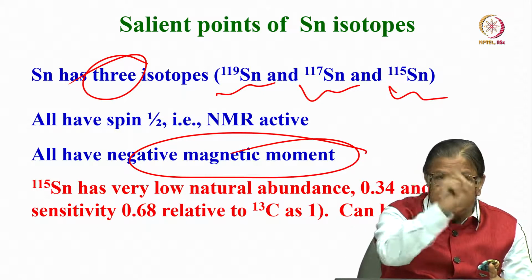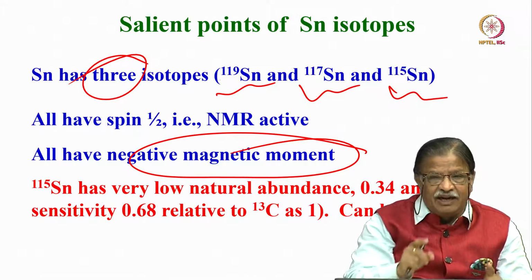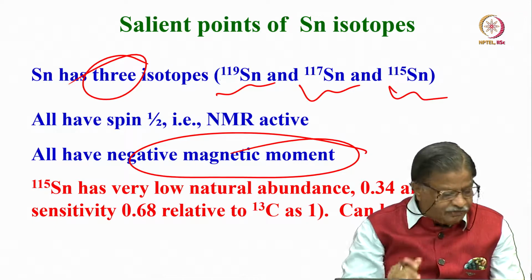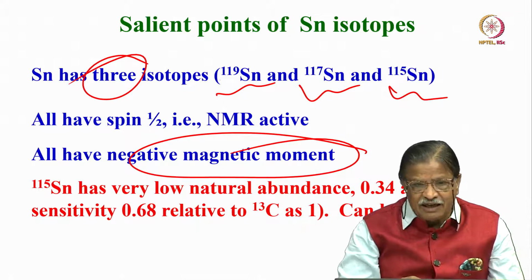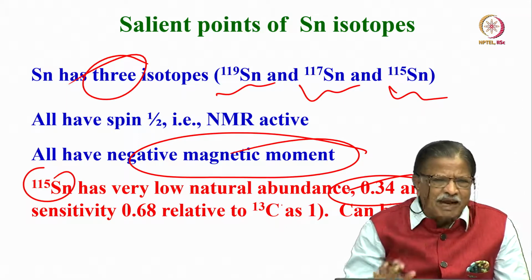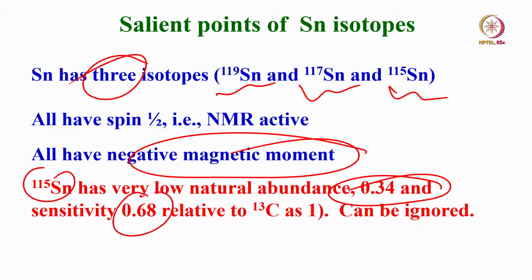If the protons are precessing like this in the magnetic field, the tins will precess in the opposite direction. That is all the difference. But if you consider tin 115, its abundance is 0.34%. You can practically ignore it, and its sensitivity is also very, very small. So practically we can ignore it. We don't have to worry about it.